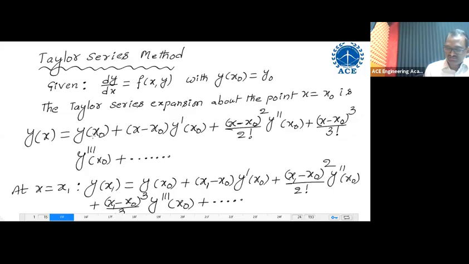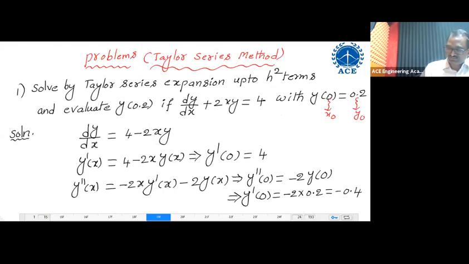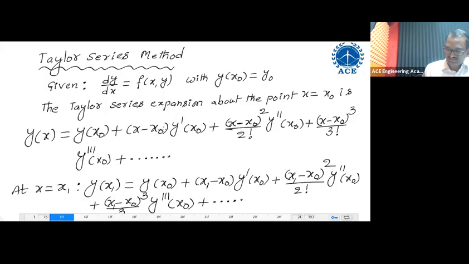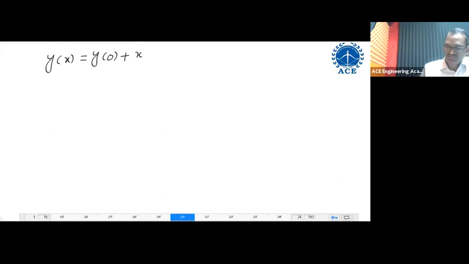Write that. y of x is equal to y of x naught. Our x naught is 0. y of x naught means y of 0, plus x minus x naught, where x minus x naught is x minus 0, times y dash of x naught, which means y dash of 0, plus (x minus x naught) whole square by 2 factorial into y double dash of x naught, where x naught means 0, up to the second derivative.